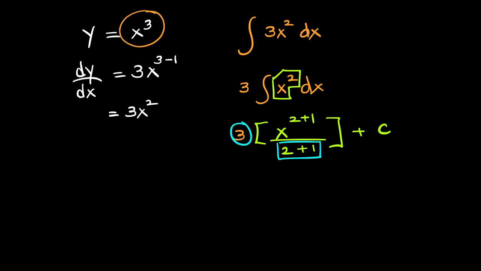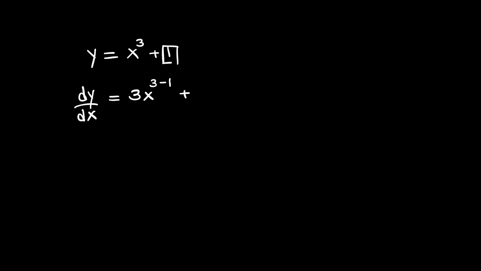This 3 and this 3 cancel off, and we are left with x raised to the power of 3 plus c. That means we get the same answer as before. But why is this C appearing? The reason is, if I have y is equal to x cubed plus 1, and if I differentiate this expression, what do I get? 3 comes down, x remains as it is, power reduces by 1, and the derivative of a constant is 0. So I end up with the same answer, which is 3x squared.